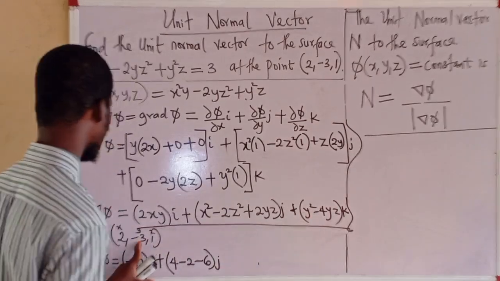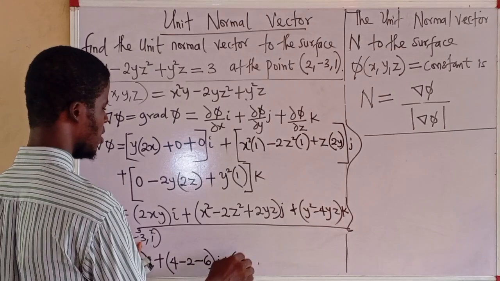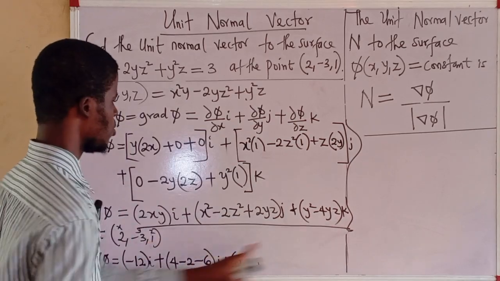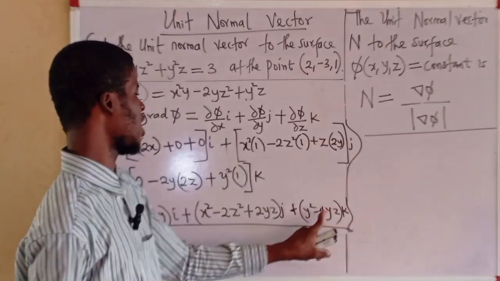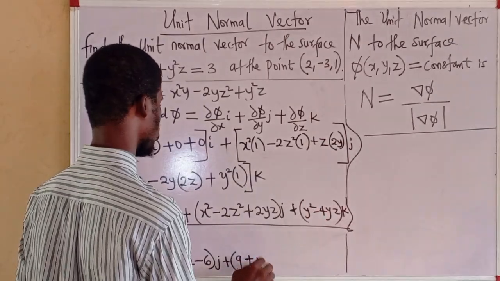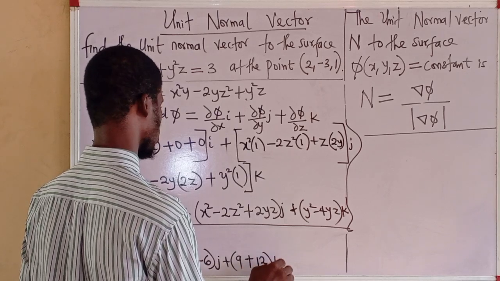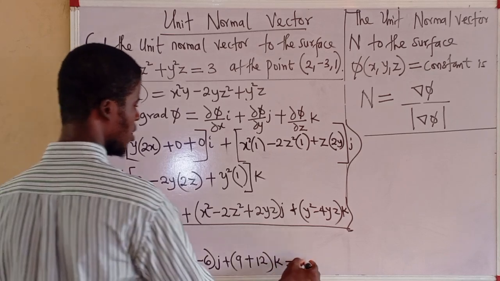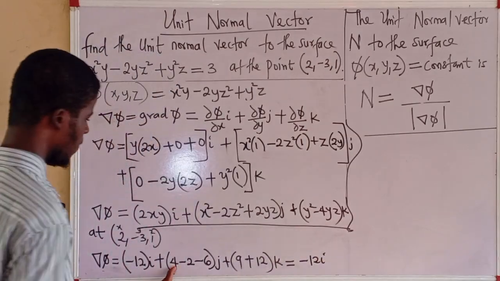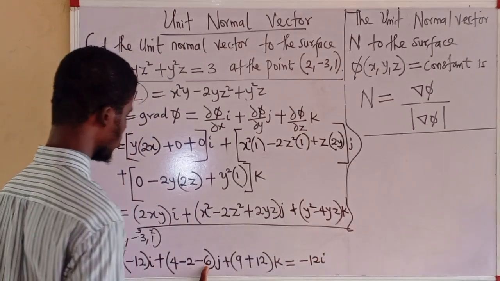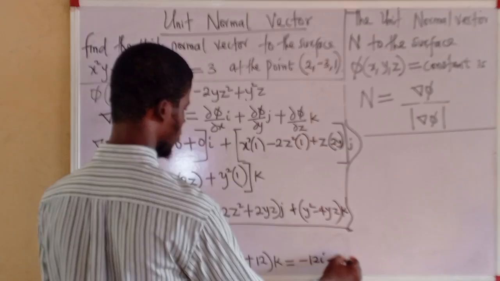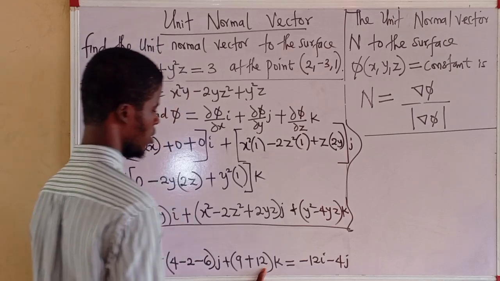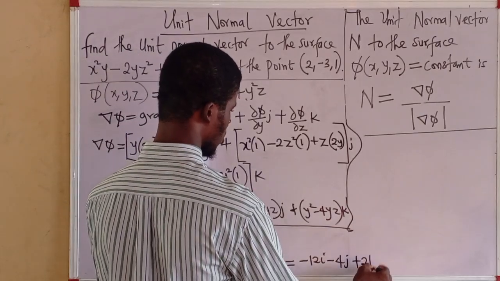Y squared, that would be minus 3 squared, which is equal to what? 9. Y is minus 3, z is 1. So minus 3 times 1 is minus 3, times minus 4, that's plus 12, into what? K. And so what is this equal to? This is minus 12i. 4 minus 2 is 2. 2 minus 6 is minus 4. Minus 4j. 9 plus 12 is 21. Alright, that's plus 21k.